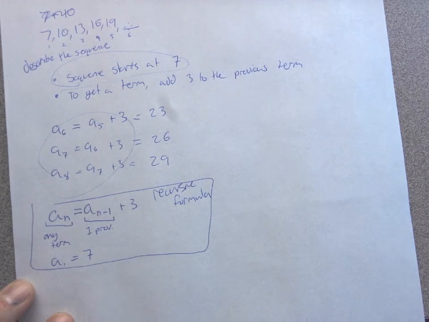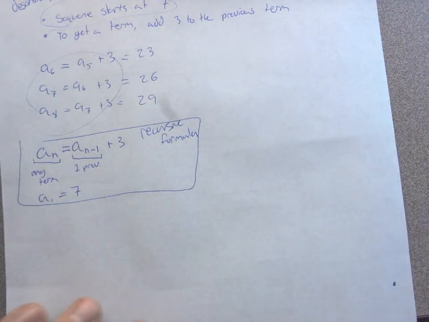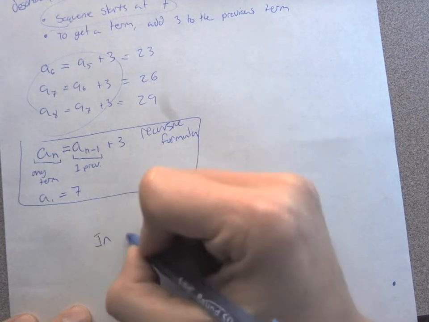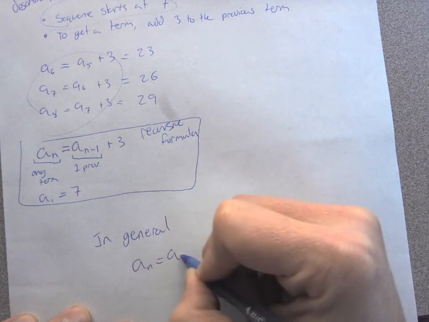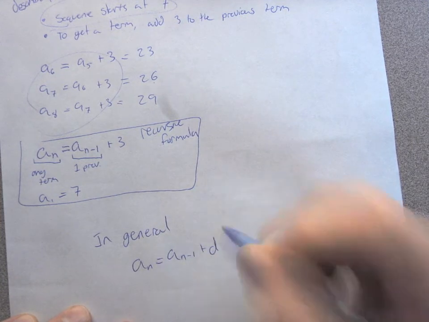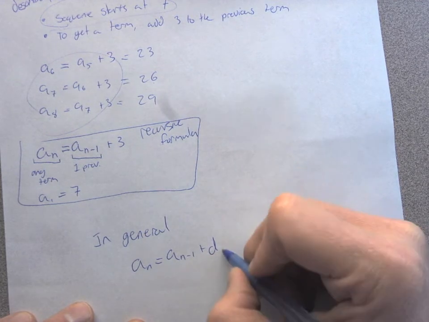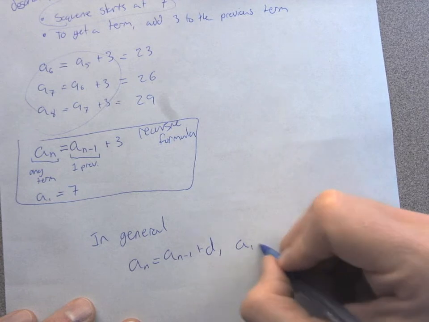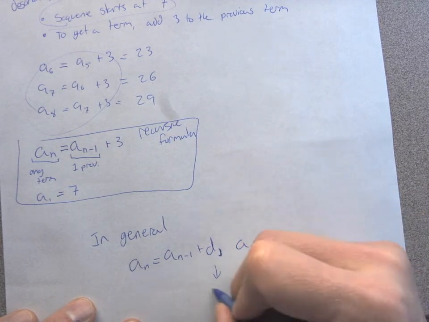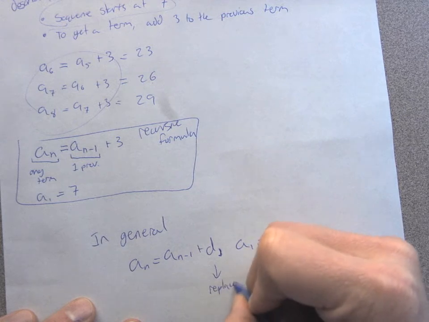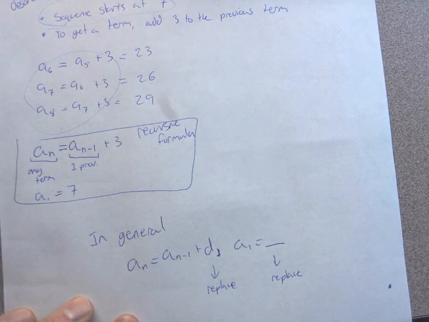Okay? So in general, for any arithmetic formula, this is what you need. A of n is equal to A of n minus 1 plus d, right? That's the common difference, that pattern number. And then you put a comma, and you put A1 equals blank. You're going to replace the d with whatever d is, and you're going to replace this with whatever A1 is.